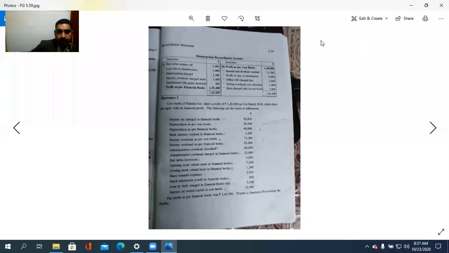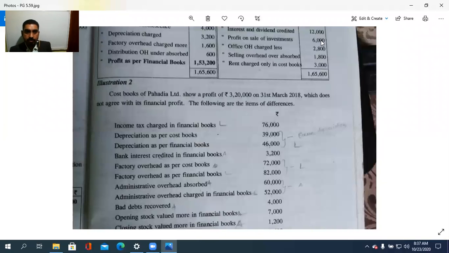So this is the problem. Cost books of Pahadia Limited show a profit of 3,20,000 on 31st March 2018, which does not agree with its financial profits. So the financial profit is not matching. Following are the items of the differences. Income tax charged in financial books 76,000. Depreciation as per cost books 39, as per financial books 46. So there will be some depreciation difference also.